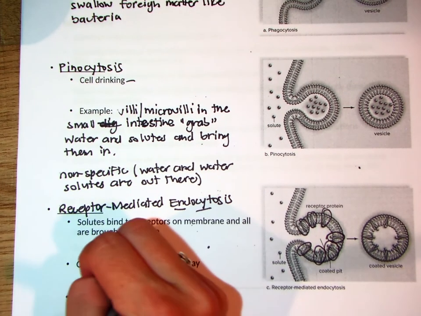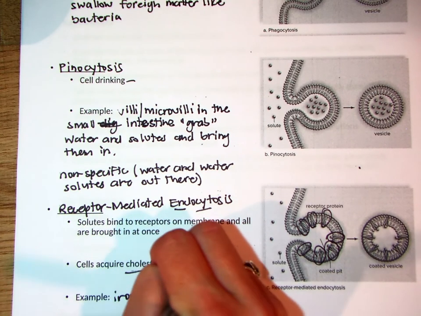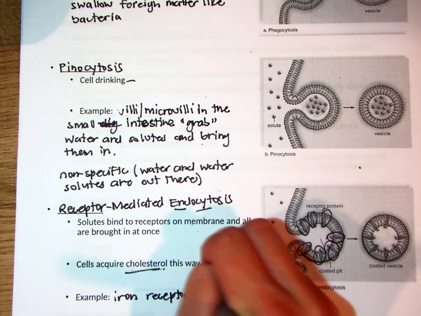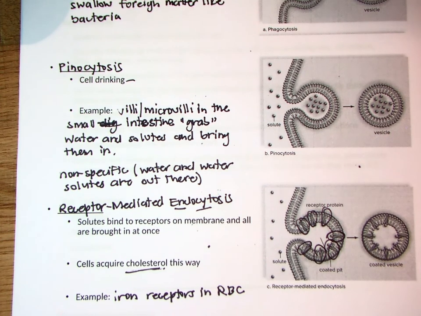So for example, iron receptors in your red blood cells. Anytime you see RBC in biology or physiology, it's red blood cell. If you see WBC, it's white blood cell. But it's very important to get iron into your red blood cells, and so your red blood cells will have these receptor proteins specifically for iron in their cell membrane to get the iron to attach here and then get brought into the red blood cell.